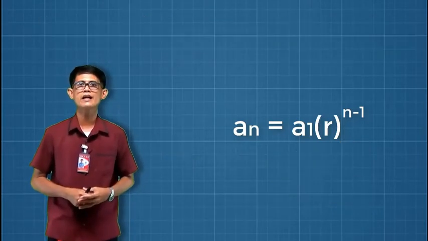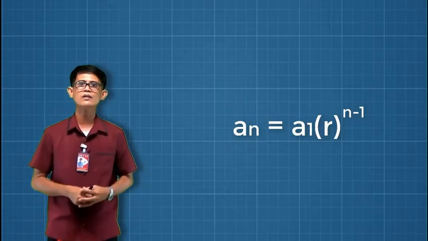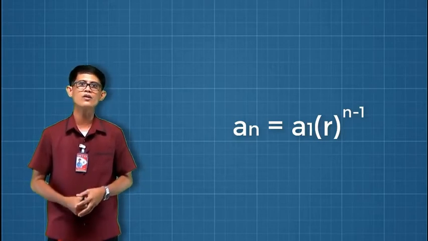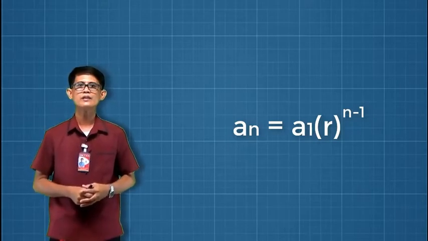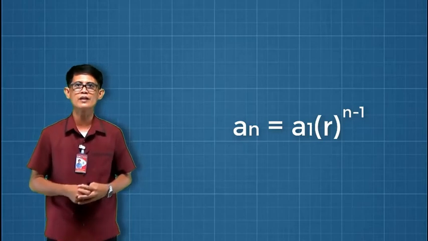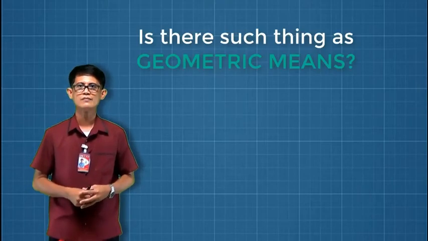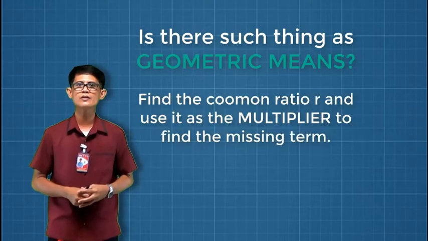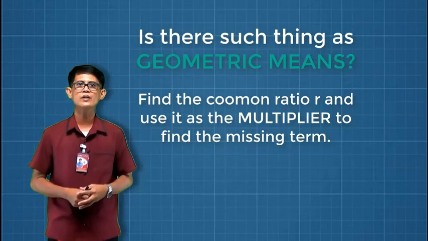There are times that we are not asked to find a certain term in a particular position a sub n. Sometimes the first term a sub 1 is missing, or the position n is missing, or the common ratio r is missing, depending on the problem. Don't worry, we just have to transform the geometric sequence formula. If there is an arithmetic means, is there such a thing as geometric means? The answer is yes. Just like we did before, just find the common ratio and use it as the multiplier to find the missing terms. And we can also transform the formula to find the common ratio r.